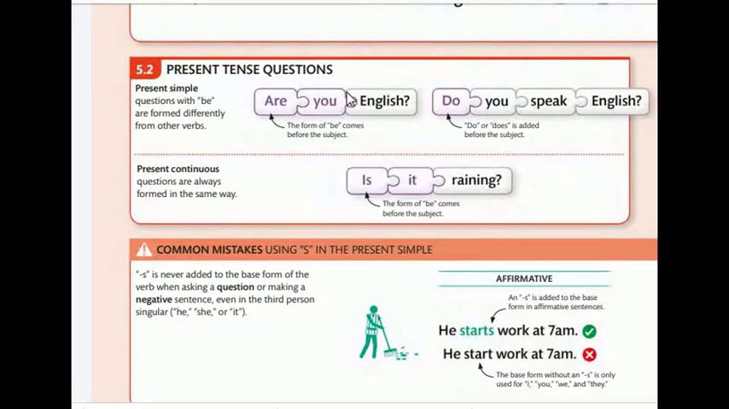Okay, next one, 5.2, present tense questions. Present simple questions with be are formed differently from other verbs. The form to be comes before the subject. Are you English? Do you speak English? Do or does is added before the subject. Present continuous questions are always formed in the same way. Is it raining? The form to be comes before the subject.